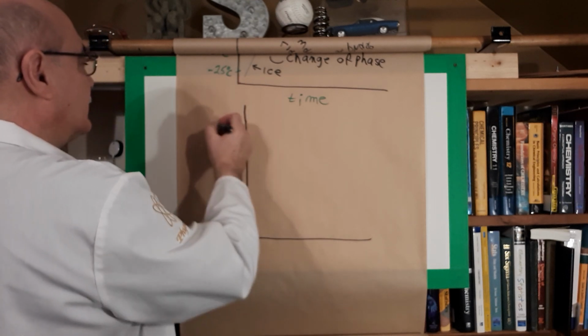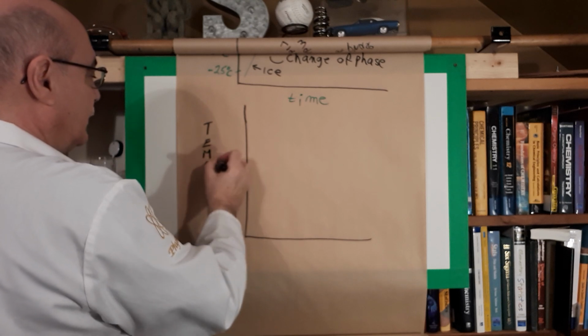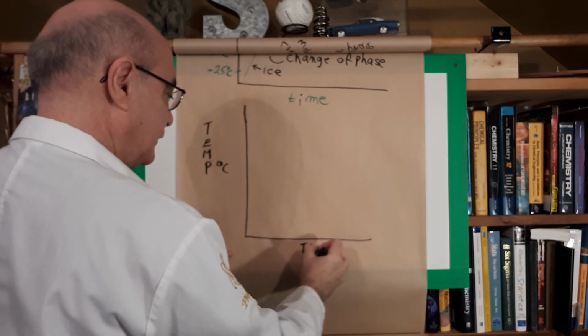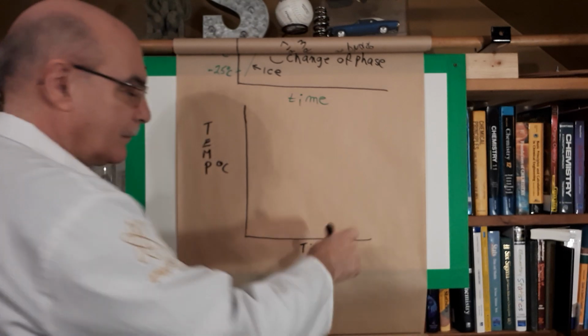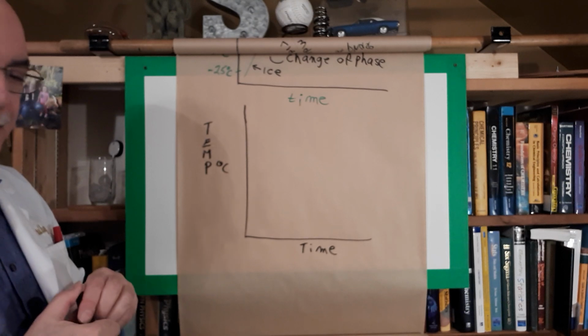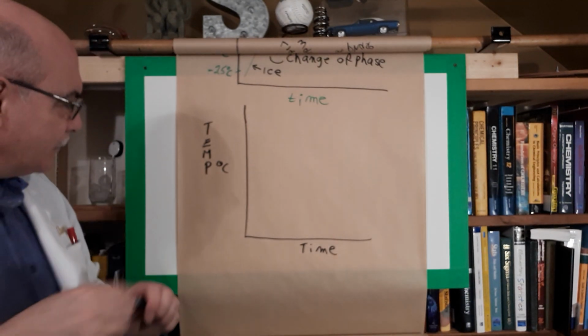So along the y-axis here we have temperature in degrees Celsius, and along the x-axis is time. Time could be in seconds or minutes, hours. We'll just leave it as empty time. And then we have the curve itself. Oh, we got to put in some temperatures.